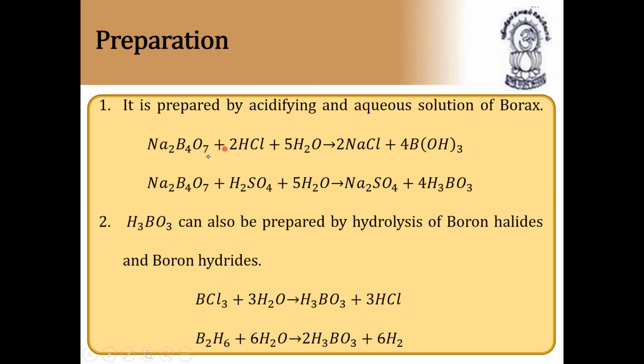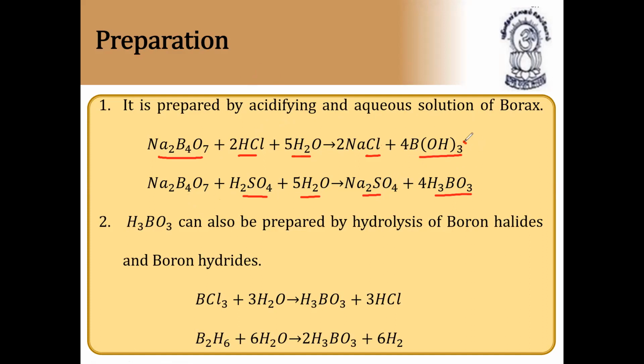Preparation. Orthoboric acid is prepared by acidifying an aqueous solution of borax. First, borax, that is Na2B4O7, combined with HCl and water forms NaCl and B(OH)3. Na2B4O7 combined with sulfuric acid and water forms sodium sulfate along with boric acid. So these are the two steps involved in the preparation.